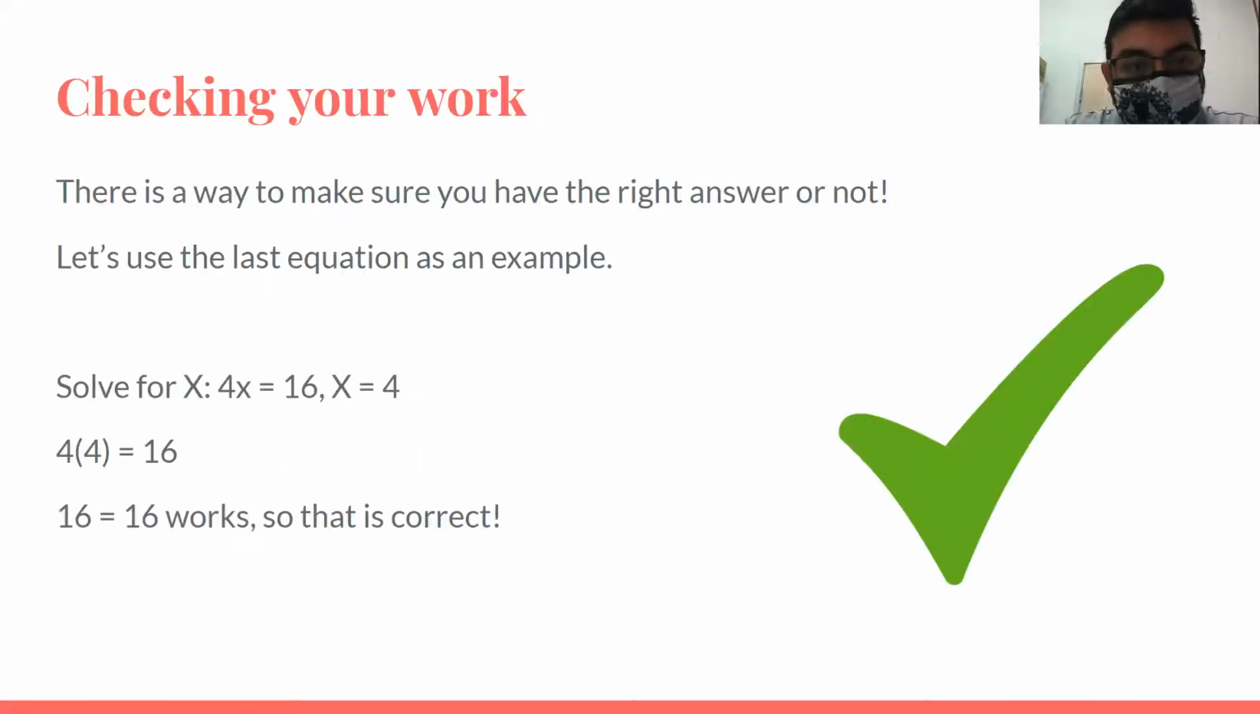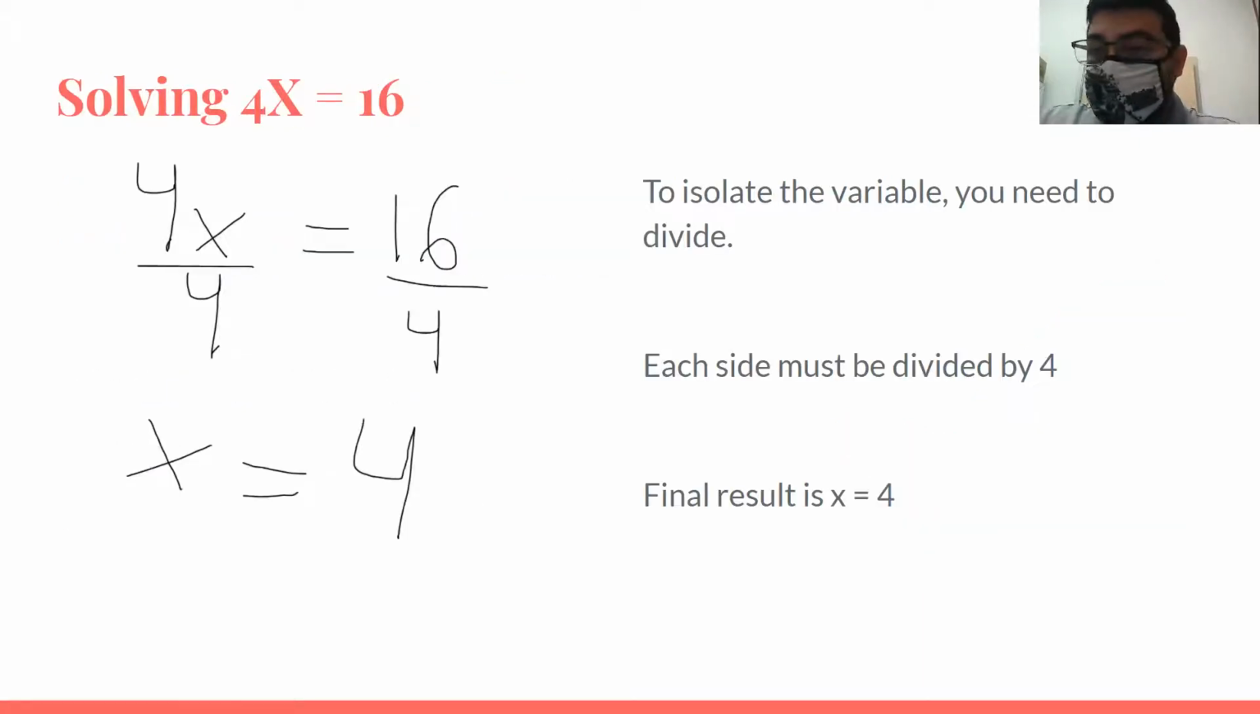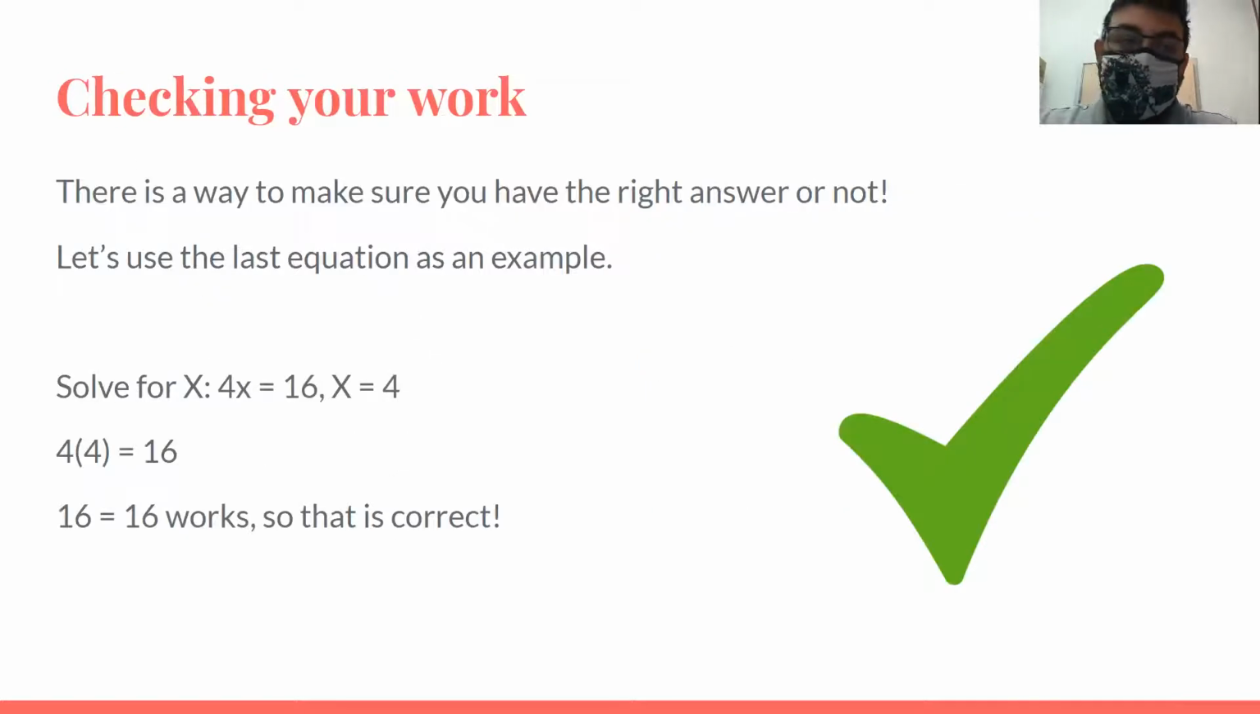All right. A way to check if you're actually doing everything correct is by plugging in the number. So if you're not sure the number's correct, whatever you get for x, you can plug it back into the equation. So right here, solve for x, 4x equals 16, we found that x equals 4. So where it says x, you're going to just put the number that you got into the equation. So 4 times 4 equals 16. At that point, 16 would equal 16, and that's correct because that is a true statement.